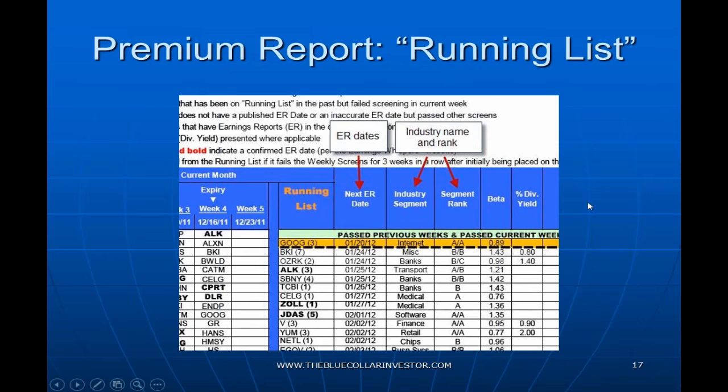Now, our watch list includes much more than just listing the stock. We give earnings report dates, industry name and rank, dividend information, etc. And you can see here also, if there's an earnings report that month, we highlight that row in gold so our members can't miss it.